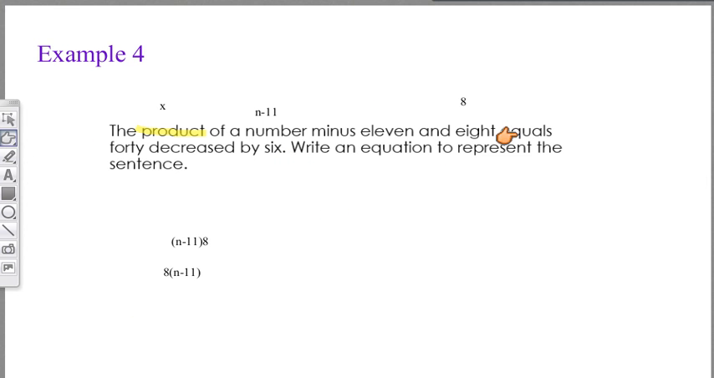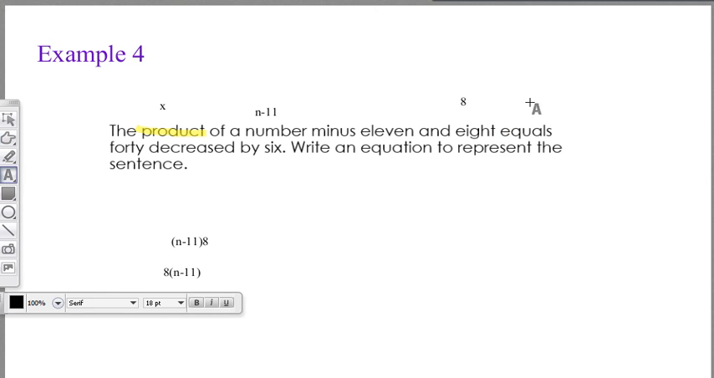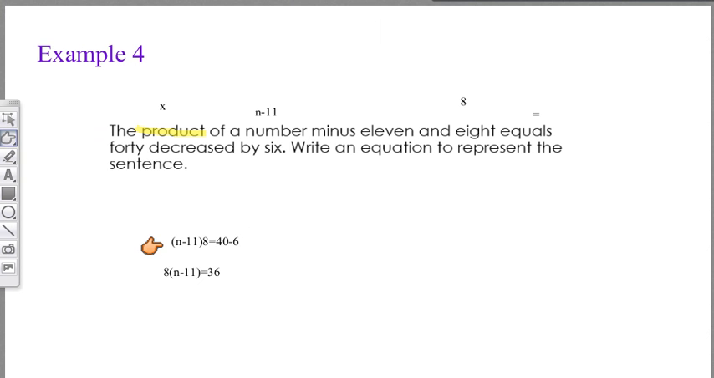Then it says that it equals, so there's my equals sign. That's my equation part. If I go back here, this is going to be equals, and then it's 40 decreased, that would be less than, or minus 6. So 40 minus 6, and if I were to simplify that, 40 minus 6 would be 36. So this is my equation as I read it, and this is it simplified just a little bit to look a little prettier: 8 times n minus 11 equals 36. You don't have to solve, you're just writing the equation.